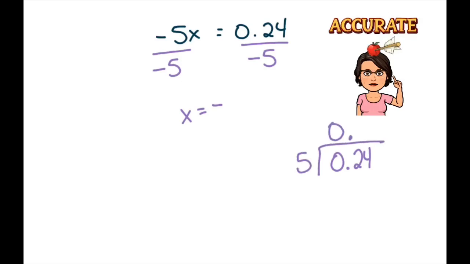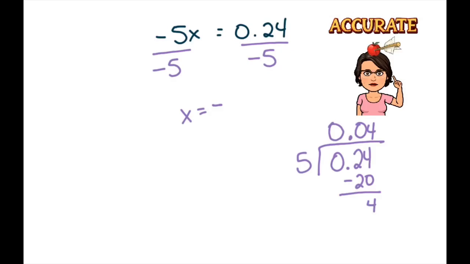5 will go into 2 0 times. 0 times 5 is 0. And then, so that means we're going to go on into 24. 5 will go into 24 4 times. 4 times 5 is 20. Let's do it that way.